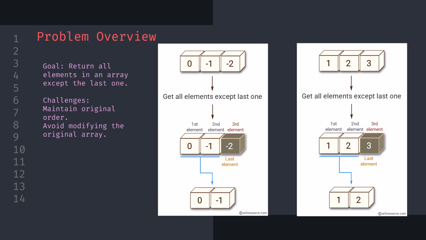Sometimes you only need a part of an array minus the end. This is especially useful when slicing logs, previews, or samples. We'll use slice with a clever negative index trick. Let's break it down with a simple example.